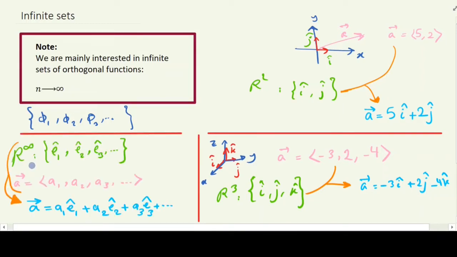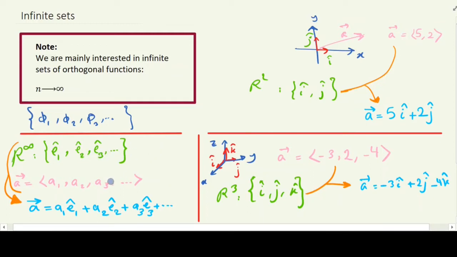We can then generalize this concept and we can go to infinite dimensional space. And if we do so, then we need to have a basis consisting of an infinite number of orthogonal vectors, like e1, e2, e3, etc.